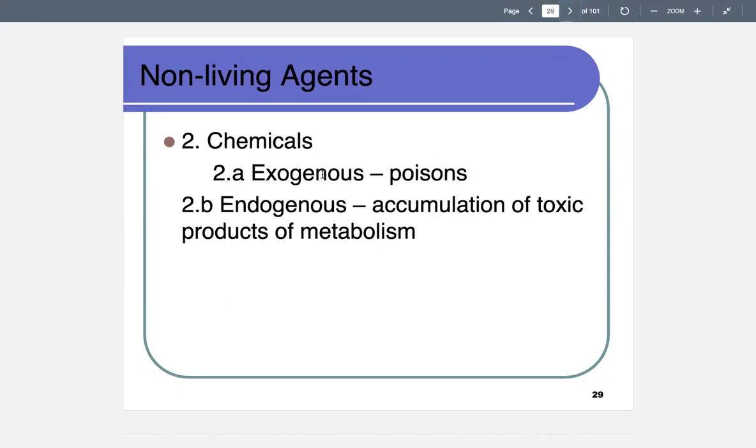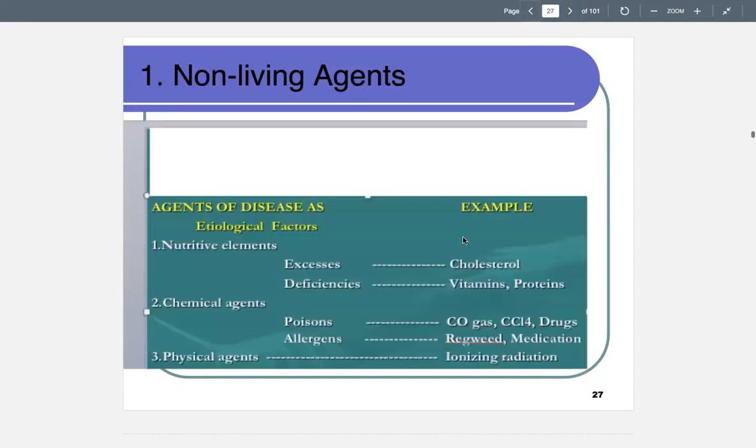Okay, second classification of non-living agents such as the chemicals. Merong exogenous at merong endogenous. Exogenous, such as the poisons, the chemicals that are commonly used for a suicidal attempt, such as carbon monoxide gas. Okay, the carbon monoxide gas.